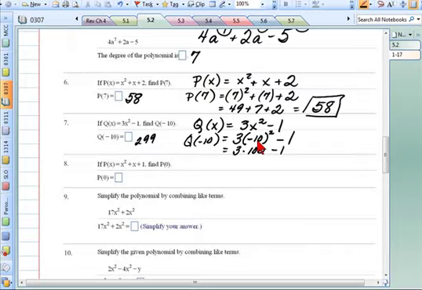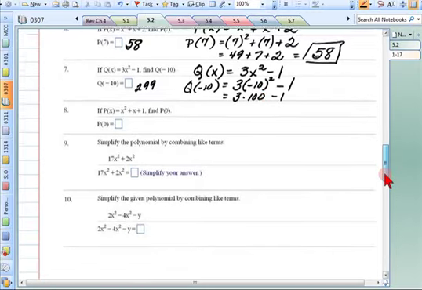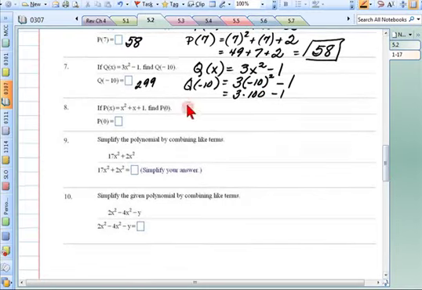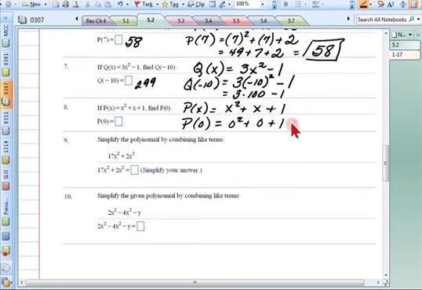And finally, number 8, last one of the polynomial functions, p of x is x squared plus x plus 1. And you're asked to find p of 0. Well, that's 0 squared plus 0 plus 1, which is 1. What number is that right there? That is number 8.